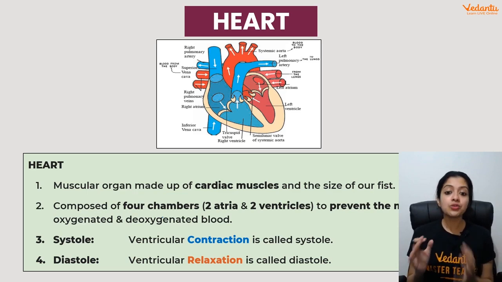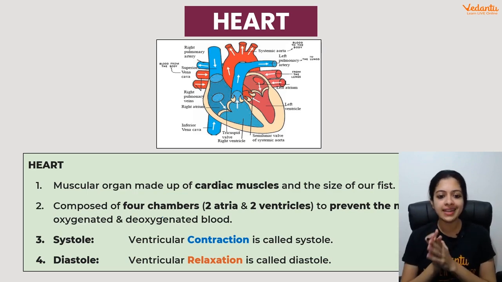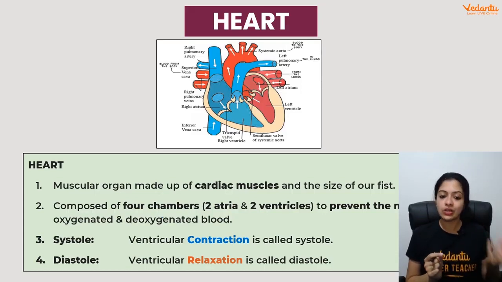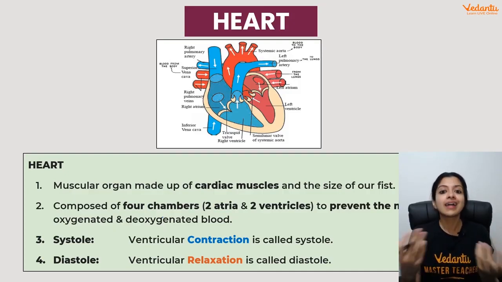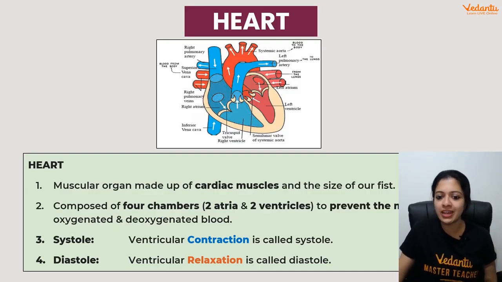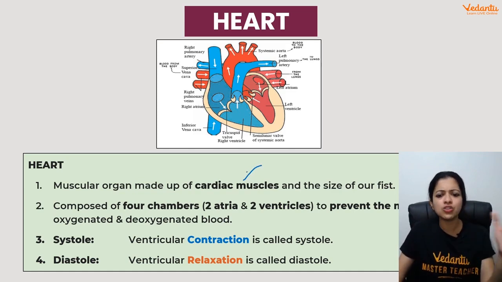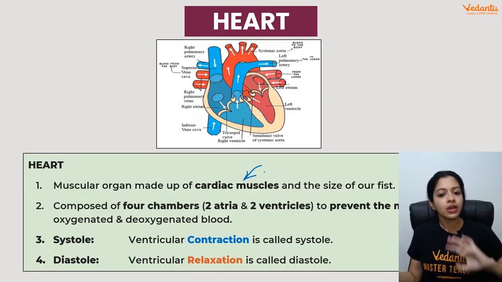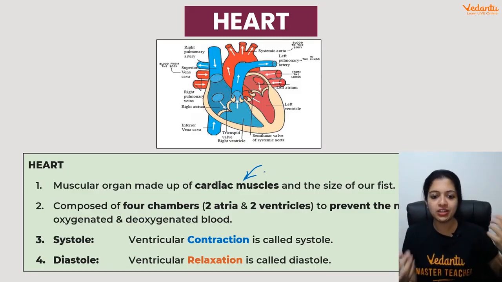Now talking about the heart, it is a very, very important organ of our body. I would say it's one of the most hardworking organs of our body, right? It's a muscular organ which is made up of cardiac muscles, which are involuntary muscles. Continuously, they work hard. This heart is roughly the size of our fist, a closed fist. All right. Now, let's just recall the structure of the heart.